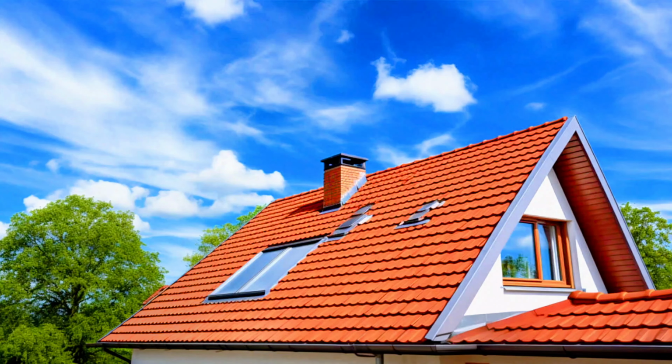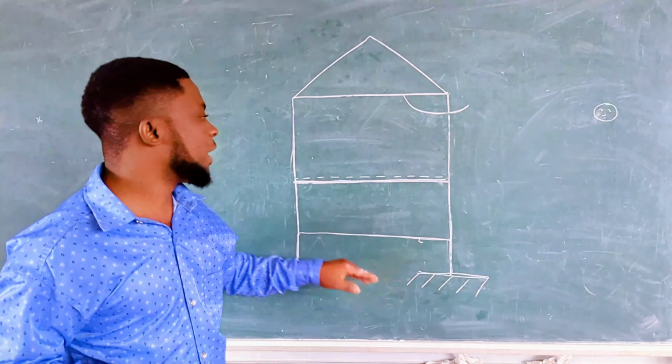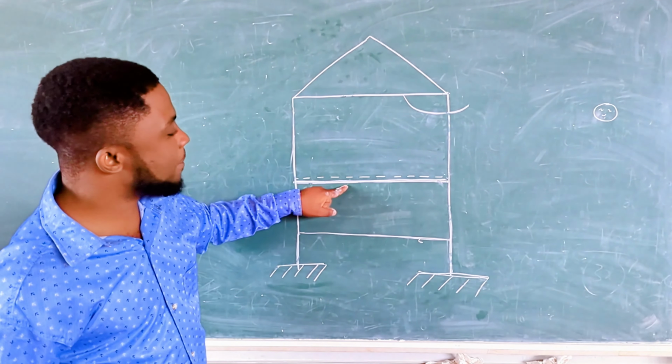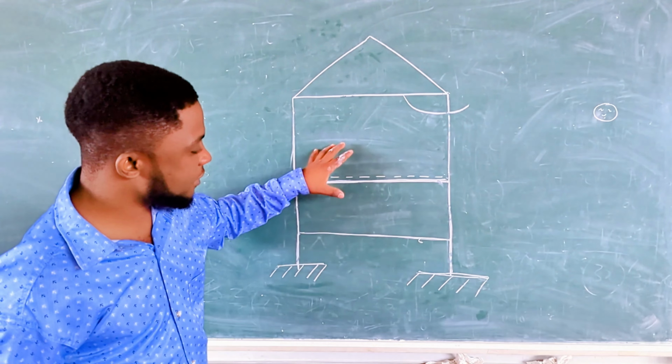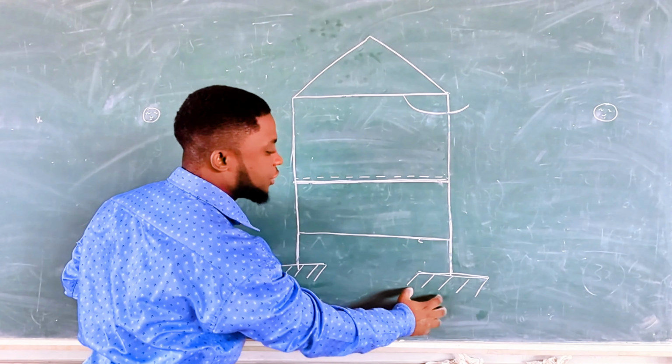Let's look at the diagram in detail. As you can see, we have the roof, which is a pitched roof. We have vertical supports, we have a slab, we have a beam, and we have two floors. This is going to help us trace our load transfer from the roof down to the foundation.